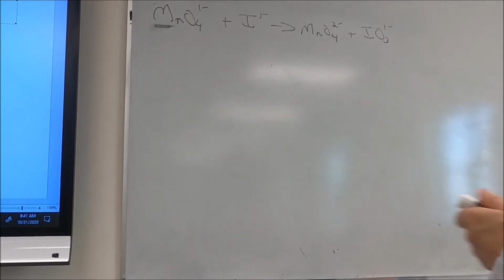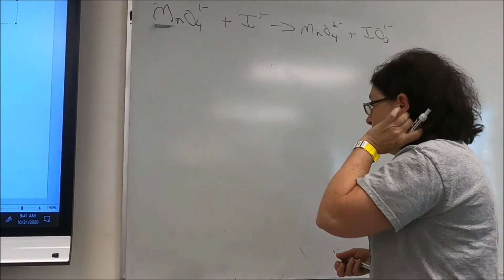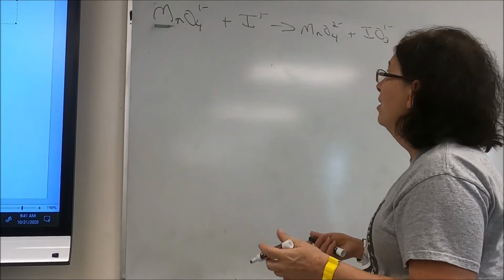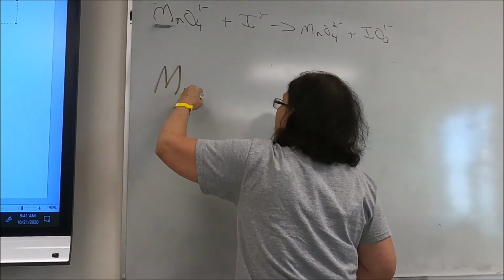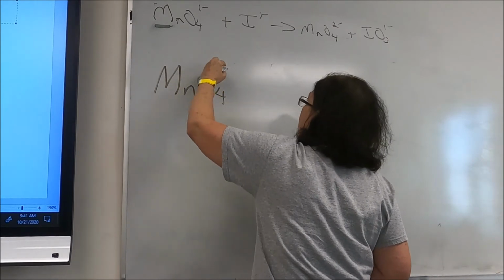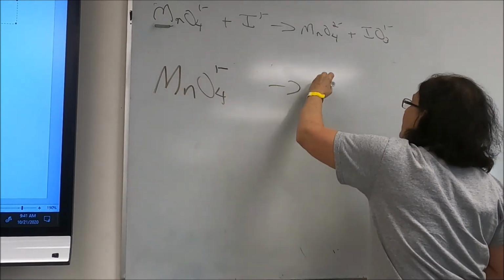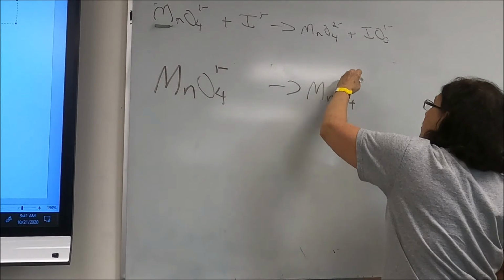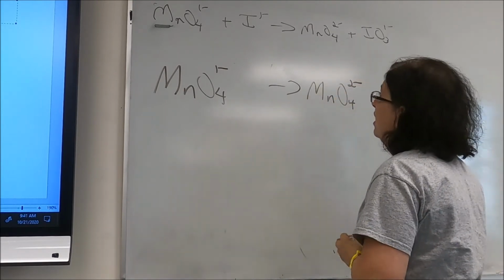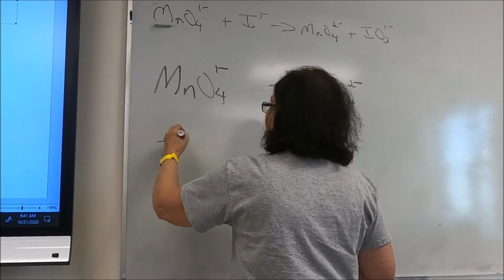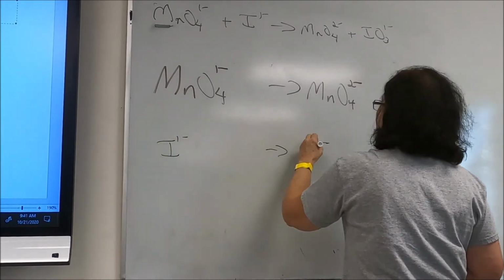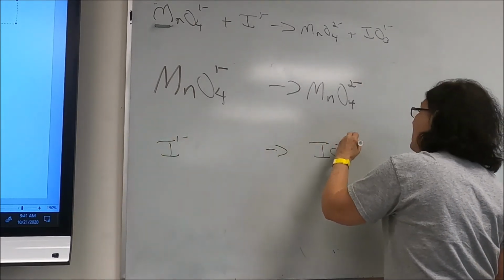Okay. Now, I'm going to break it up into half reactions based on the elements here that aren't oxygen. So I'm going to have MnO4 1 minus going to MnO4 2 minus. And then in my other half reaction, I'm going to have the iodide ion going to the iodate ion.